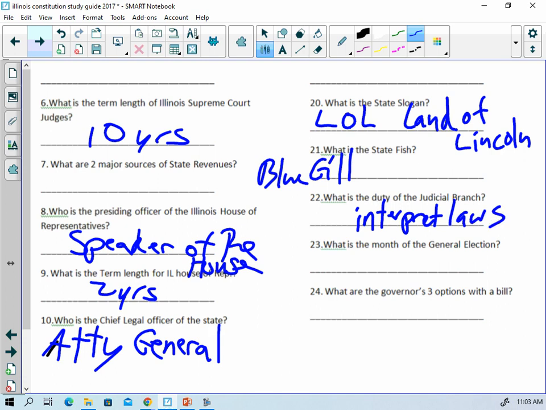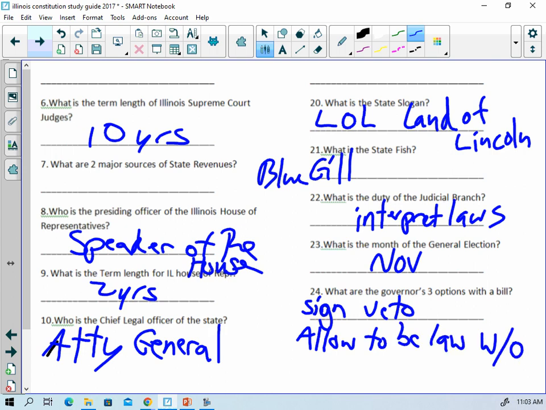What month is the general election? November of every even-numbered year. Governor has 3 options with a bill. What's his first option if he likes it? He may sign it. He may veto. What's his third option? He does nothing. Allow it to become law without signing. He doesn't have to pick a side on this bill because it may cost him votes. They have three options with the bill: sign it, veto it, allow it to become law without signing.